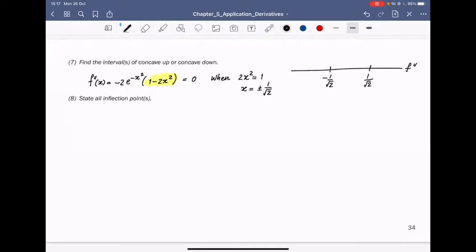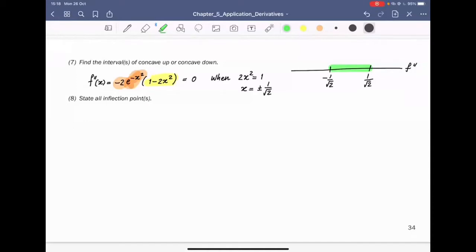And now you need to figure out the sign. You can see that e raised to the negative x squared that I highlight in orange is always positive. And then you multiply by negative 2, this is negative. So the term that I highlight in orange is all negative now. Well, when you plug in a number x in between negative 1 over square root 2 and plus 1 over square root 2, for example 0, you're going to get the term that I highlight in green to be positive.